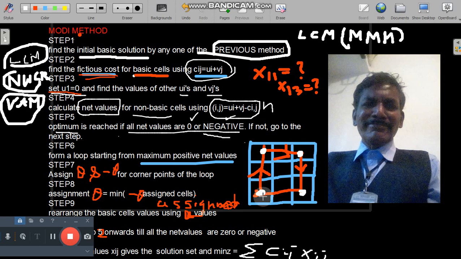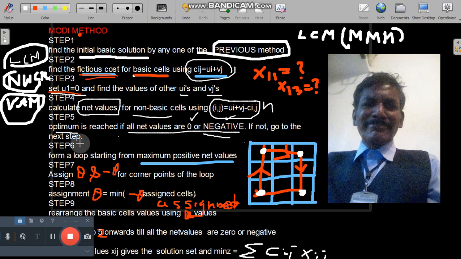Then one more condition: where you start there you have to end. Suppose you are starting here, then your loop should end at the same place. That is another condition. So many conditions here. The first condition is it has to go straight, column wise or row wise. Second condition, you can go clockwise or anti-clockwise. Third condition, the corner points must be basic cells. And fourth condition, where you start there you have to end.